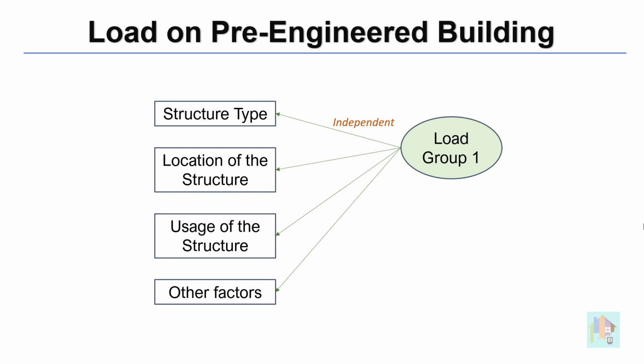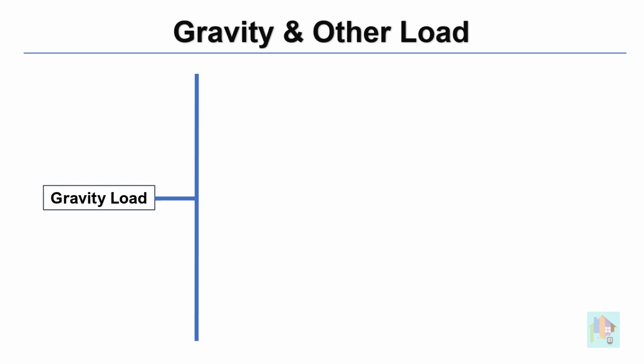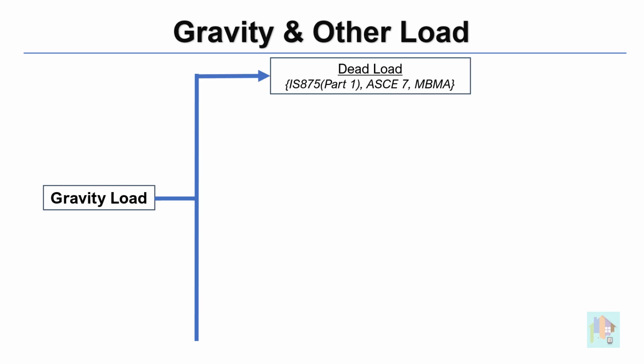For any pre-engineered building, there are few loads which are common to all types of structure, whether it is a warehouse or plant unit, and few additional loads which depend on the structure type, location and usage. Let's check all these loads and corresponding design guides. First, the gravity load, which we can further categorize as dead load, which comes from the self weight of the different structural and non-structural components.